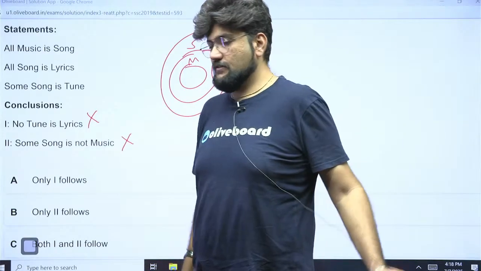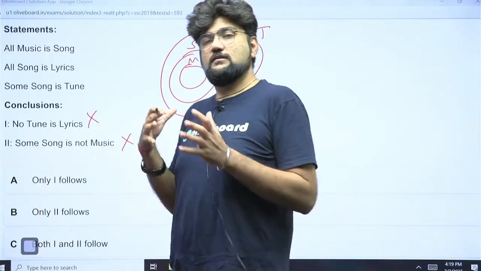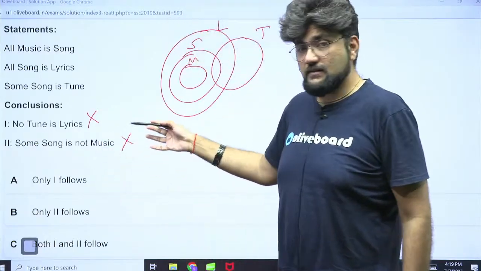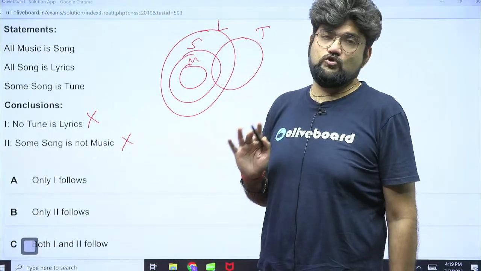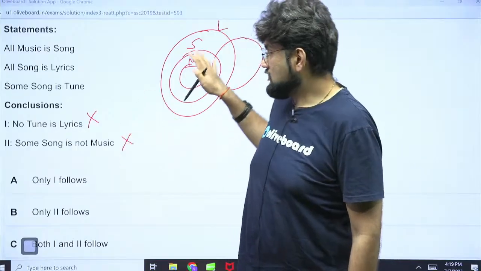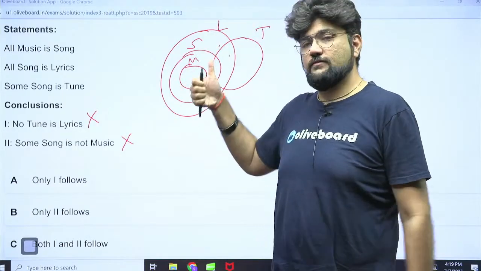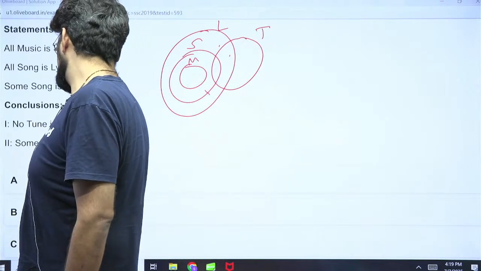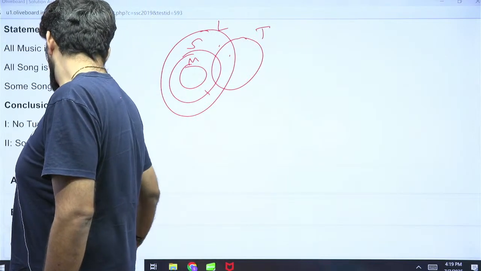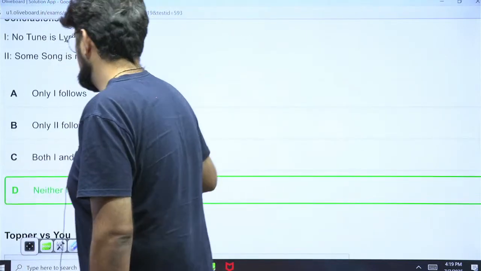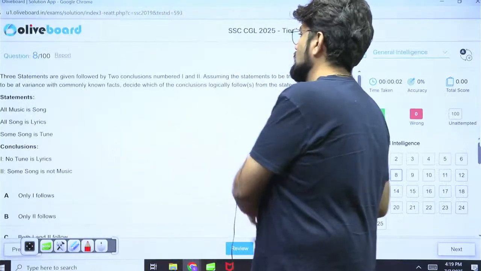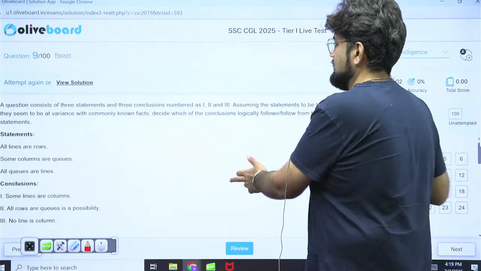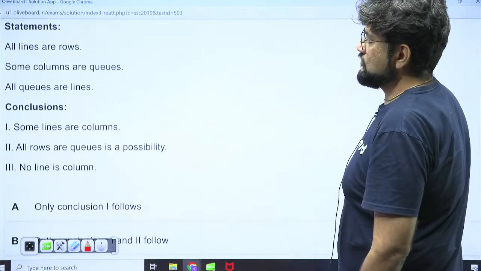If you have all or some as your statement, then some not is never a definite conclusion. Yes, if it was a possibility, if it said some song is not music is a possibility, you would have said it is right. Okay. So none of them follow. Option D is the correct answer. Cool. Next, another syllogism based question.